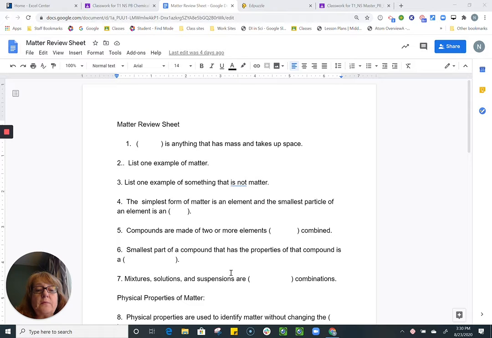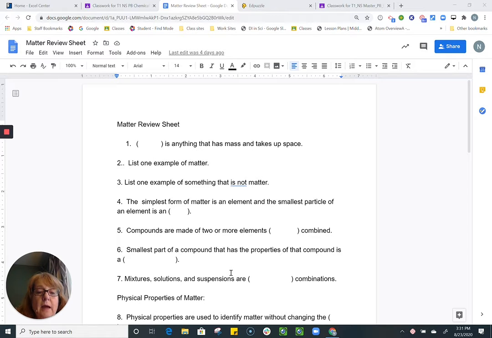The simplest form of matter is an element. Those are on the periodic table. And the smallest particle of an element is an atom. One atom of an element has the properties of all the other atoms of that element. So if you could take a piece of, let's say, gold, and keep splitting it down to the atomic level, when you got to the smallest particle of matter that still had the properties of gold, it would be one atom of gold.